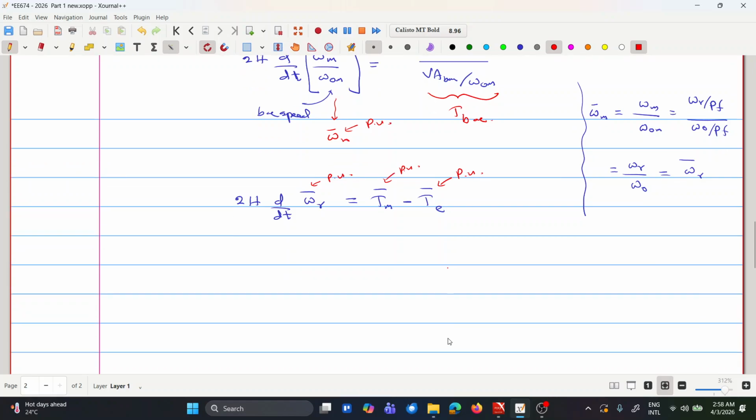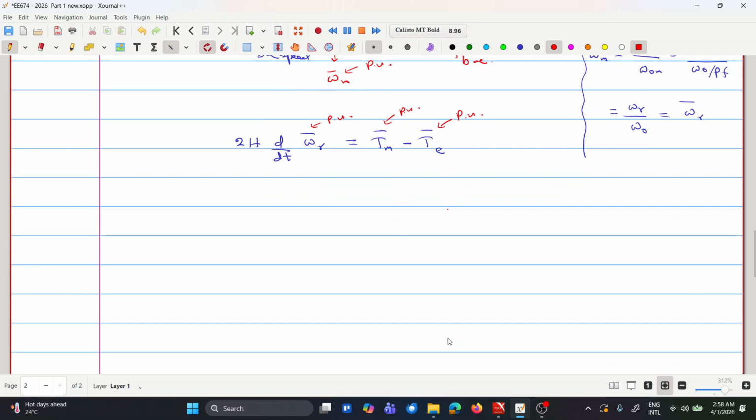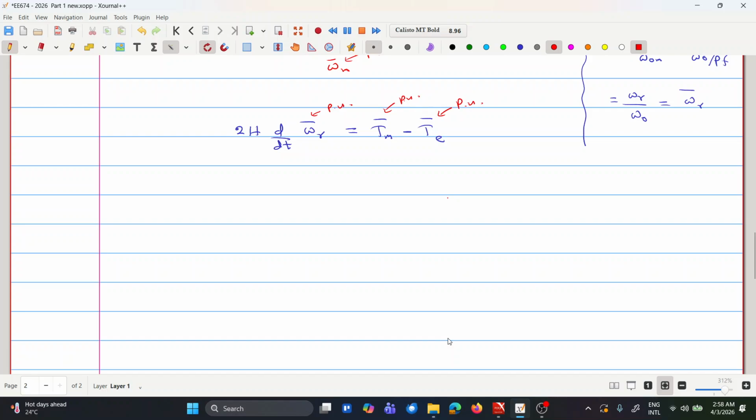So to discuss this in detail, we will introduce the angular position of the rotor as well. So here you get the angular speed of the rotor. So we will get the angular position of the rotor.